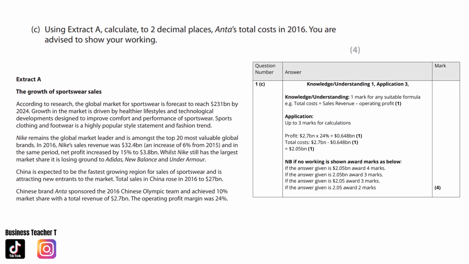To calculate the total costs, it could be sales revenue minus the operating profit. So here the profit is $2.7 billion, times that by 24%. That equates to $0.648 billion. The total costs, $2.7 billion minus $0.648 billion, and that gives you an answer of $2.05 billion.